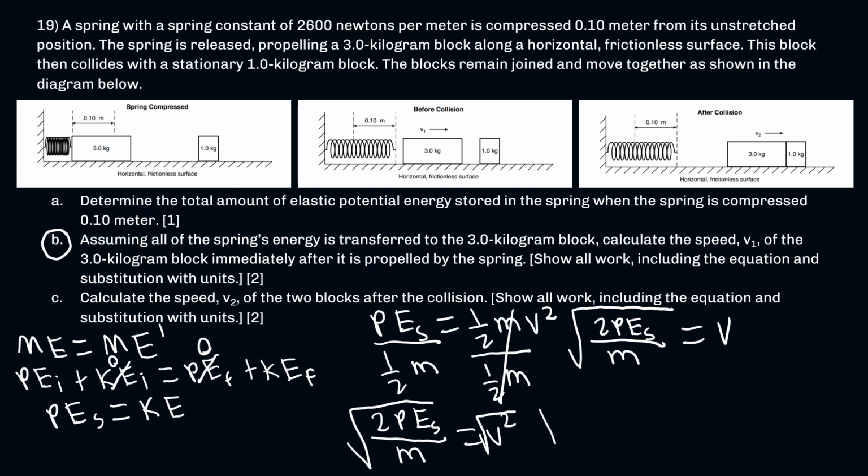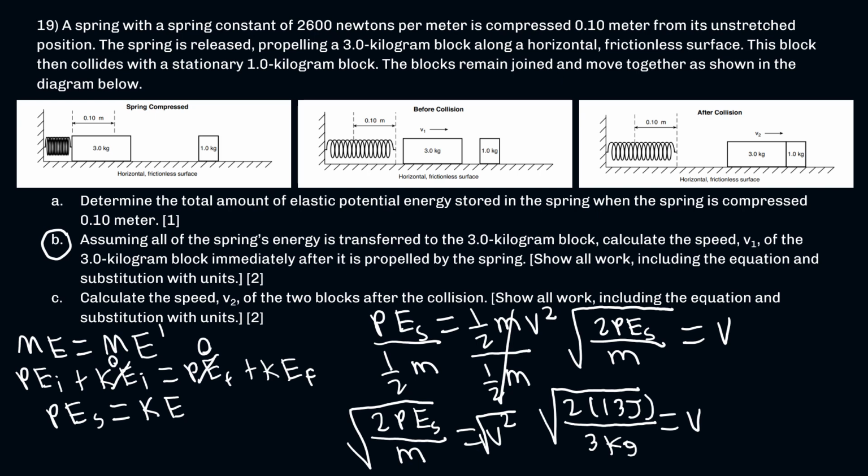So we have here the square root of 2 times what I have in my potential energy from part A. If you want to go back to that part of the video or you wrote it down, that is going to be 13 joules, over the mass of the block, which is 3 kilograms, that is equal to my velocity. So on top we have 2 times 13, that is over 3 kilograms.